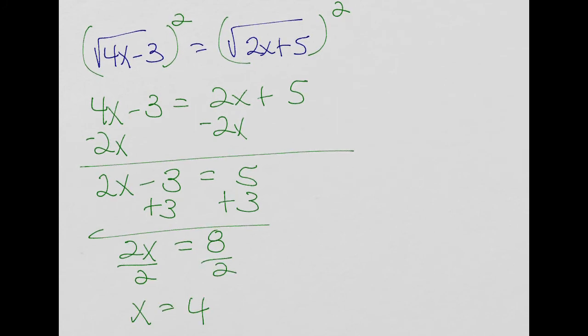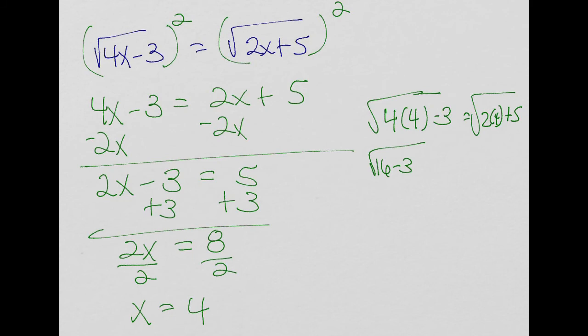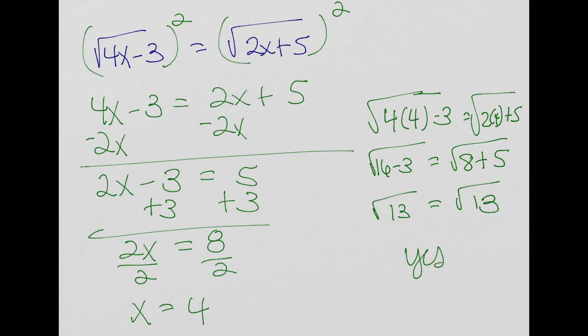Again, these are square roots, so we have to check it. 4 times 4 minus 3 equals 2 times 4 plus 5. So 16 minus 3 is 13. So this is yes. So our answer is x equals 4.